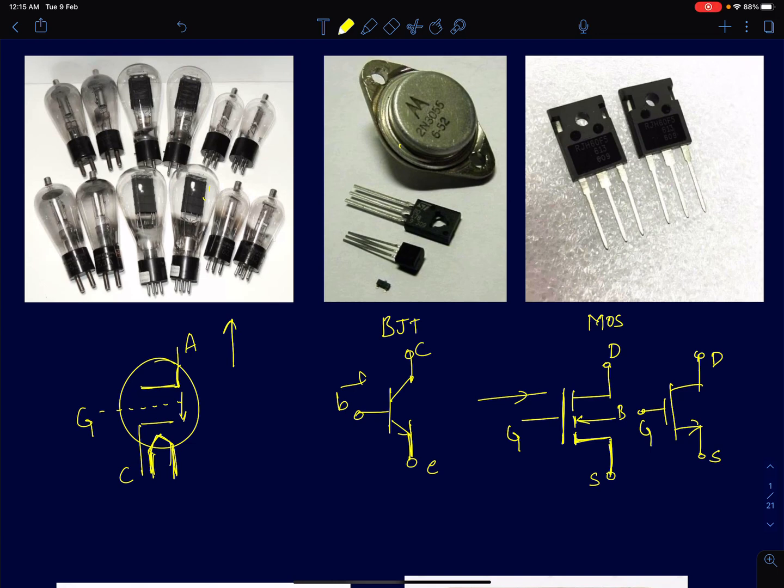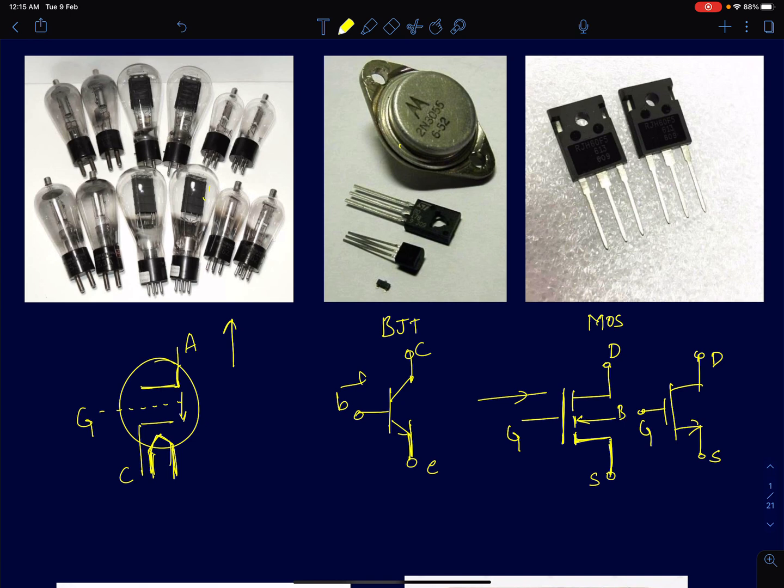Hi everyone. In this lecture, I'll try and present a very brief history of MOSFETs. To begin, I'll start with the first discovery of an amplifier, which happened around the early 1900s, around 1907 to 1910. That's when the first vacuum tube amplifier was invented by DeForest.